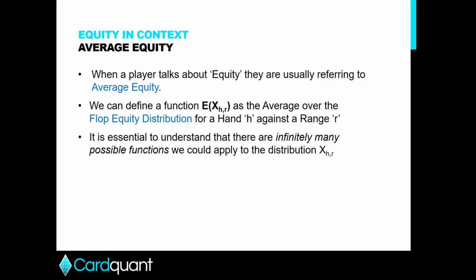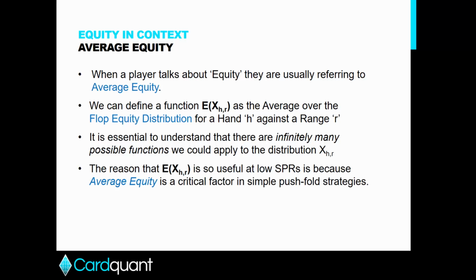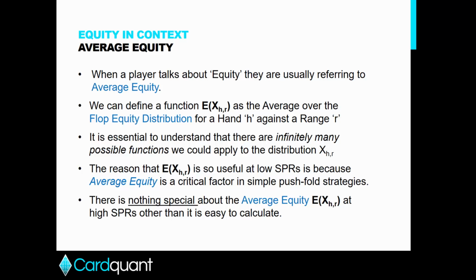Because there are infinitely many possible functions that we could apply to the distribution XHR. E of XHR is just one of them. So the reason that the average equity here is so useful at low SPRs is because it's a critical factor in simple push-fold strategies. There is nothing special about the average equity at high SPRs other than it's easy to calculate.